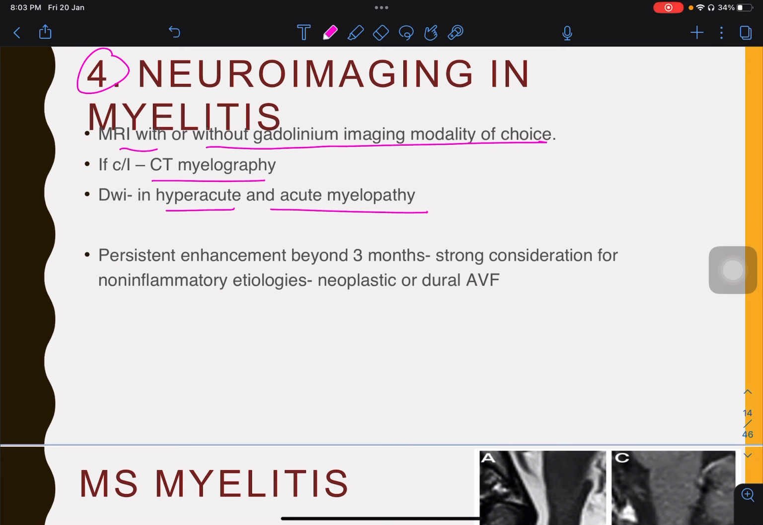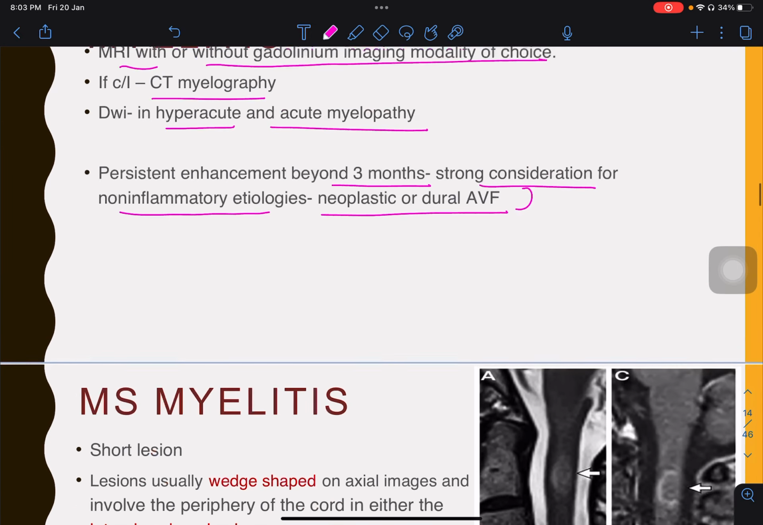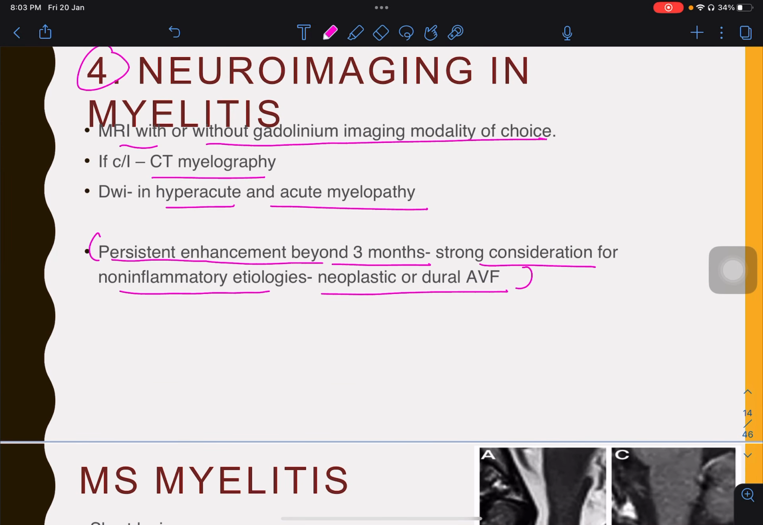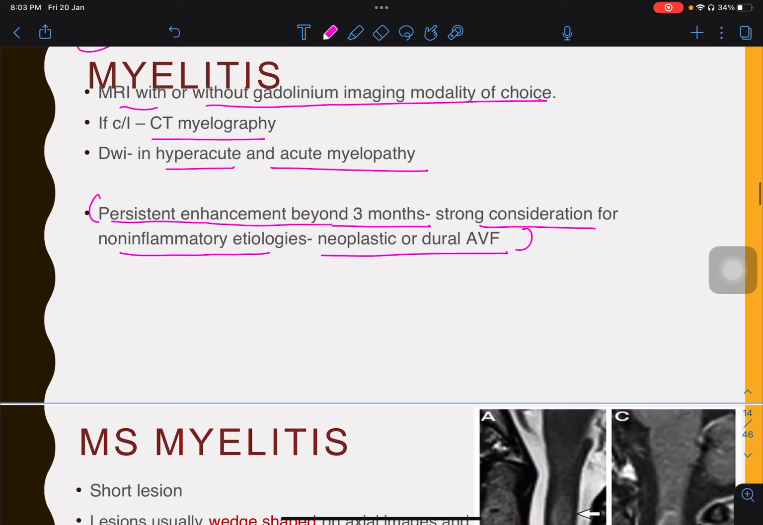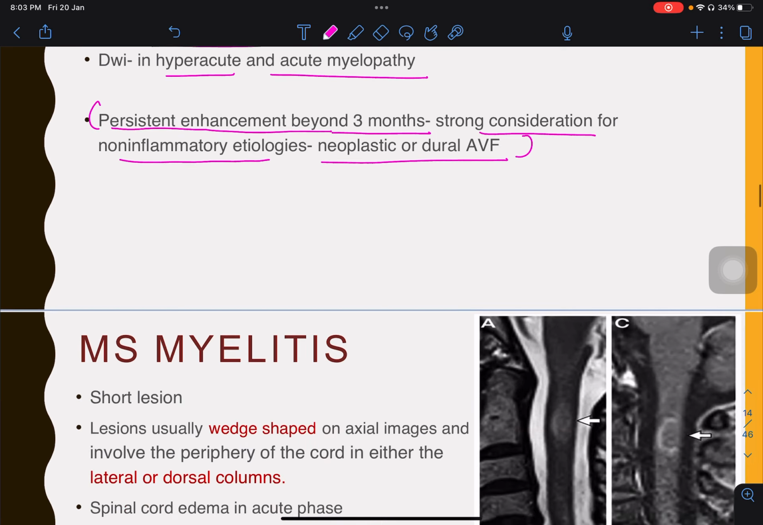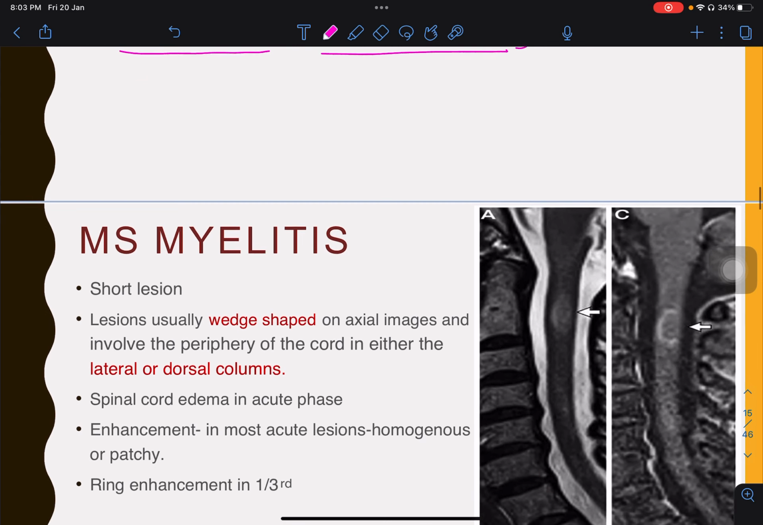If there is persistent enhancement beyond 3 months, there is a strong consideration for non-inflammatory etiologies like a neoplastic process or a dural AV fistula. So you must think of a neoplastic process or a dural AV fistula when there is persistent enhancement beyond 3 months, beyond 90 days.